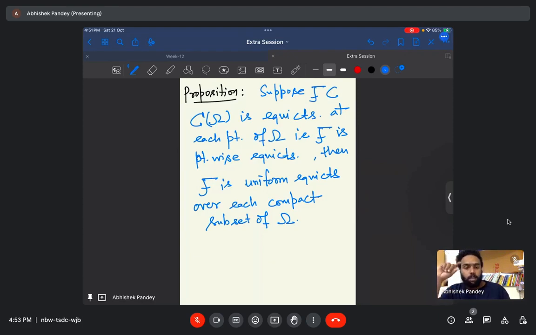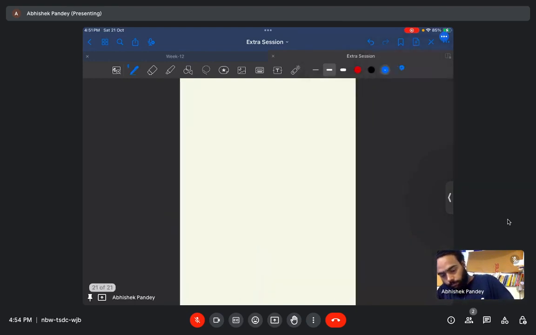Now we see a relation: how equicontinuity is related to uniform convergence, and when uniform convergence implies an equicontinuous family. So we'll talk about this theorem. Suppose F is a family of continuous functions on Ω which is equicontinuous. So I meant to say pointwise equicontinuous on Ω.